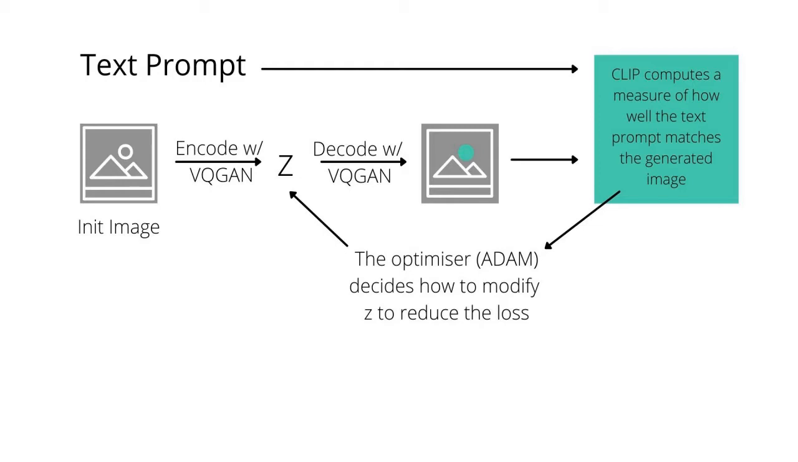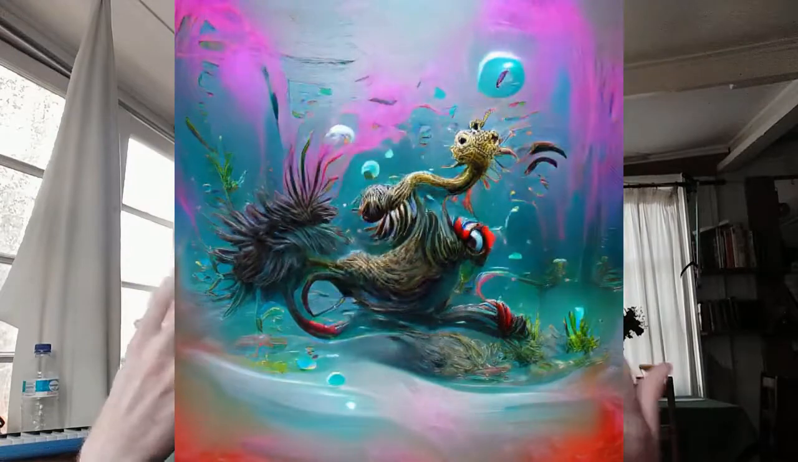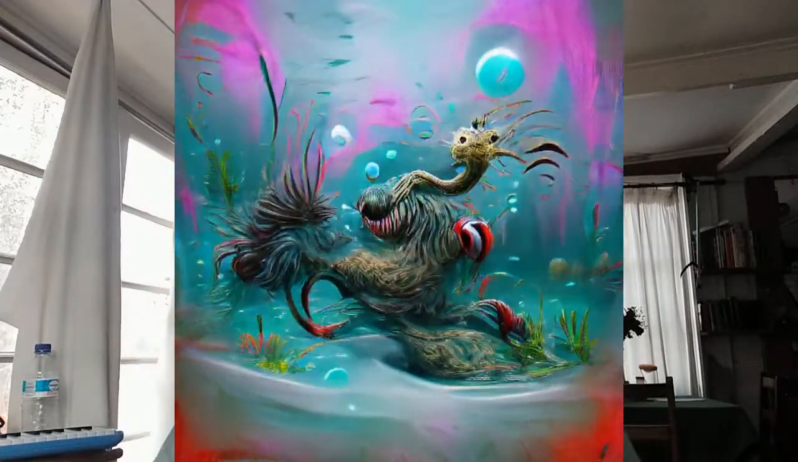There are all sorts of nuances to this. There are tricks for making it more robust, like comparing multiple different subsections of the image against the prompt. But in general, this is the core idea: we're using Clip to guide the generation process and to find some input Z, and sometimes some other parameters as well, that will generate an image that best matches that prompt.